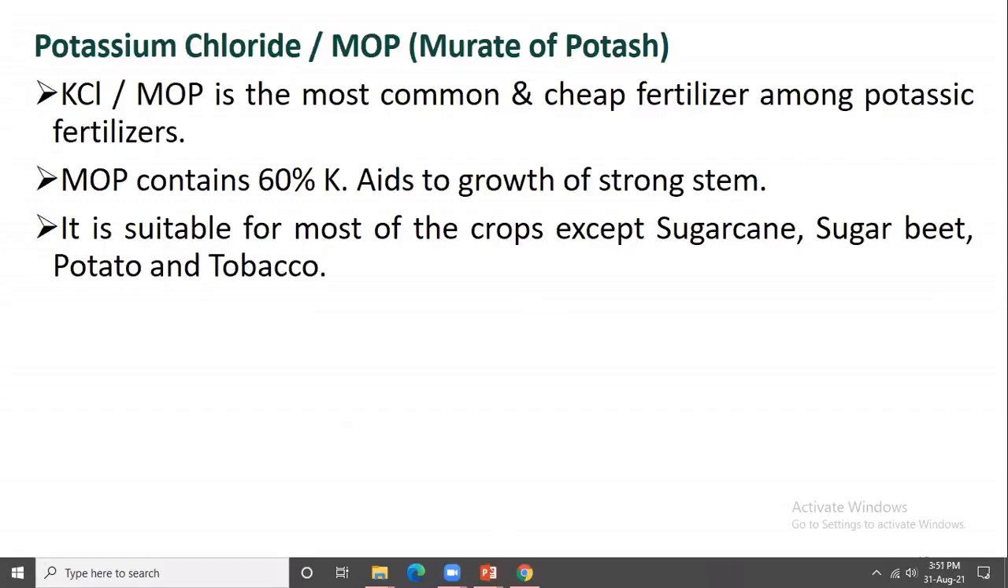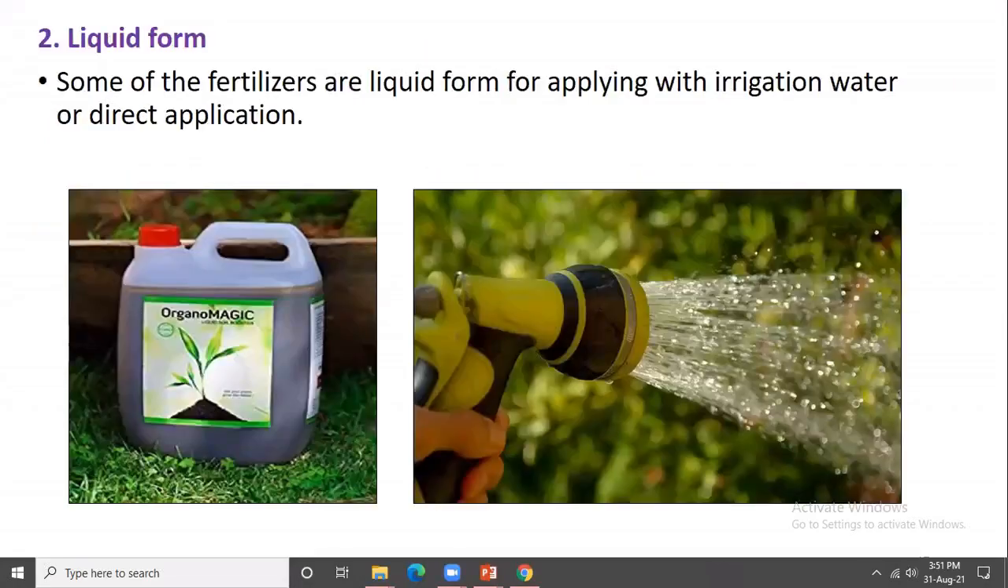And MOP. What is the MOP? Someone is saying MPP, then phosphorus, like that some are thinking. This is not phosphorus, it's potassium. MOP. Okay, don't forget.